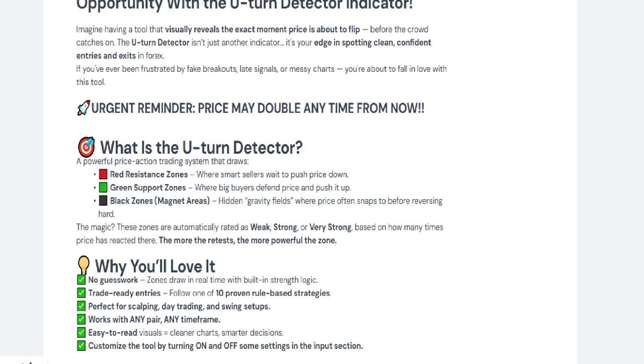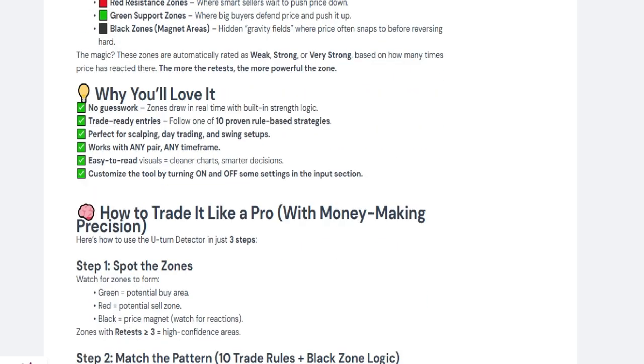Why will you love this tool? Because it gives trade-ready entries. It is perfect for scalping, day trading, and swing setups. It works with any pair, any time frame, and any session. It is easy to read, clean, and smarter. You can customize it by turning some settings on and off in the input section, as we saw. Okay, how to use it like a pro.